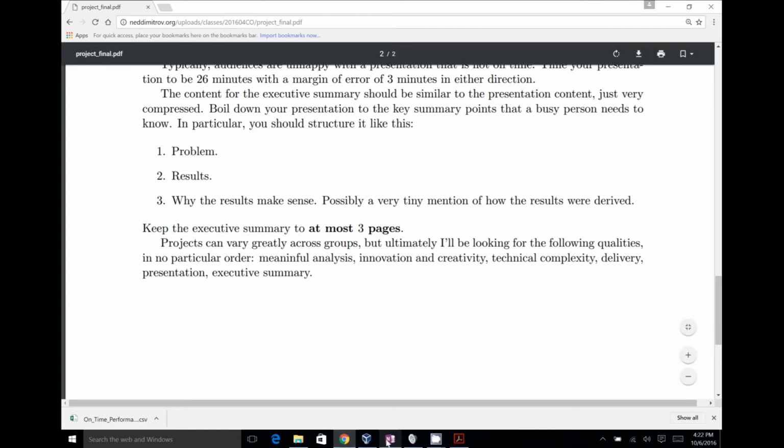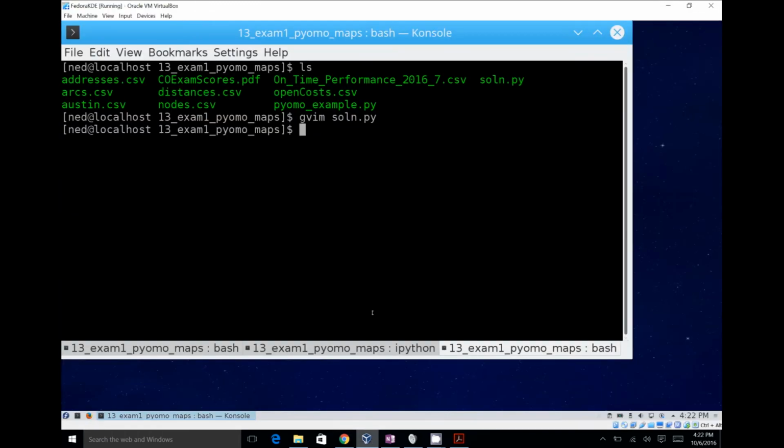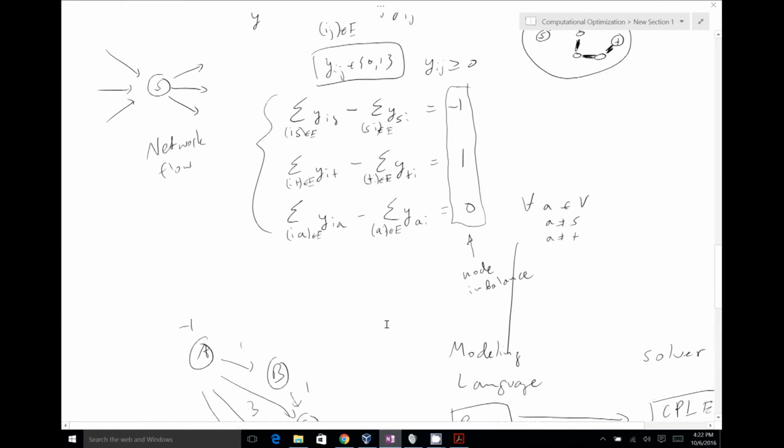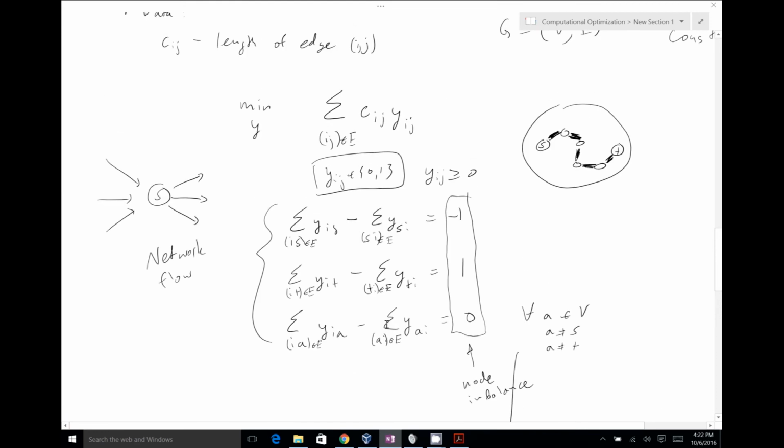Okay, if not, I'd like to finish discussing how to use Pyomo to solve shortest path. So very quickly, I just want to remind us where we were. We had this linear program for shortest path. It had an objective, it had constraints, it had variables, and it had two different sets, which was the set of edges and the set of nodes.